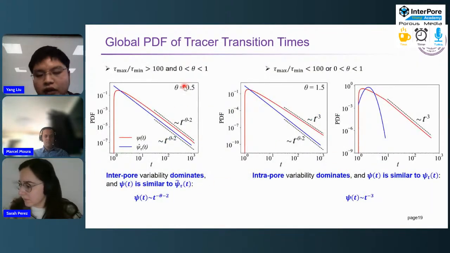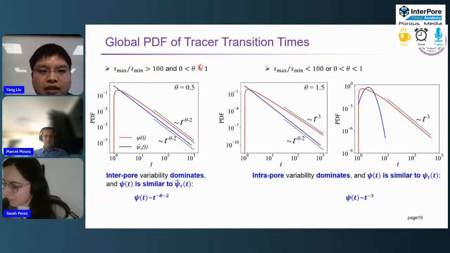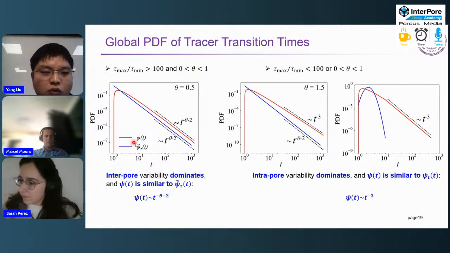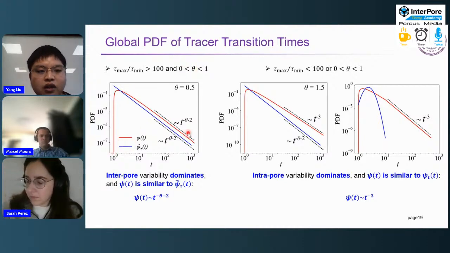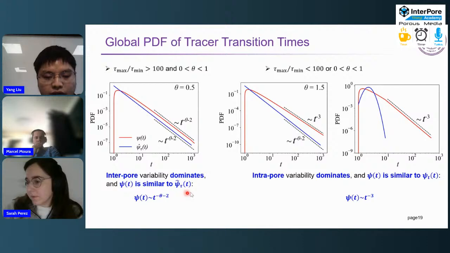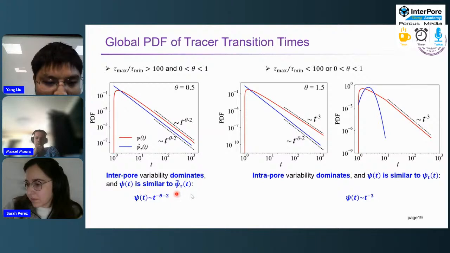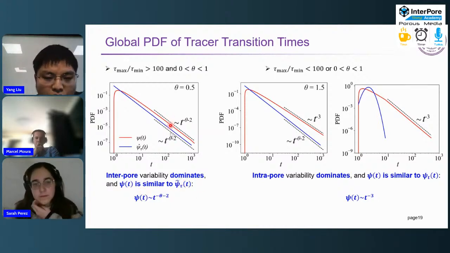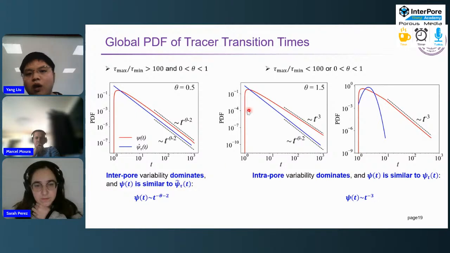Okay, and for different scenarios, for example, when the advection time window is larger than 100 and with the theta value from 0 to 1, we can see that the global probability density function, colored by red, is more or less the same as the flux-weighted PDF, both of which scale as t to the minus theta minus 2. So this means the interpore flow variability dominates.